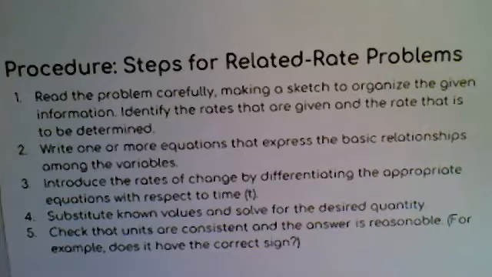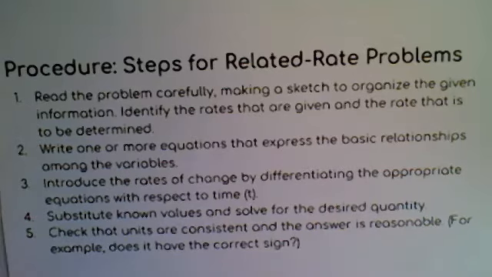So step number one, you want to make sure that you read the problem very carefully, and sometimes it's really helpful to make a sketch of the information. The other thing that is really key with this is you want to identify any of the rates that you're given and the rate that you're trying to figure out. So we're going to have to write at least one, maybe more, equation to express the relationship between the variables. And we're going to introduce the rate of change by differentiating the appropriate equation with respect to time, t.